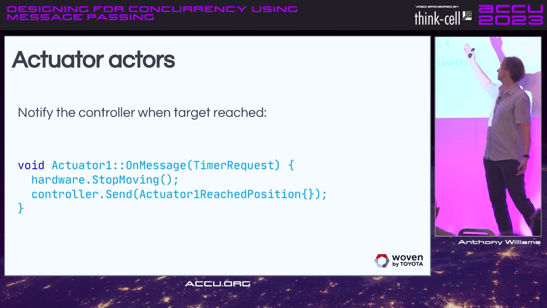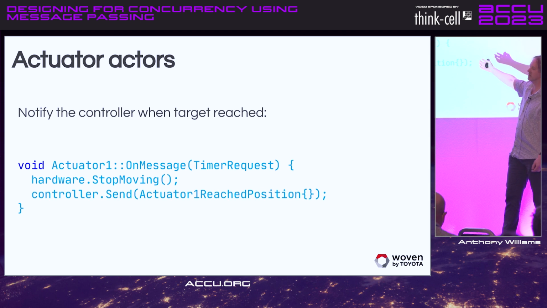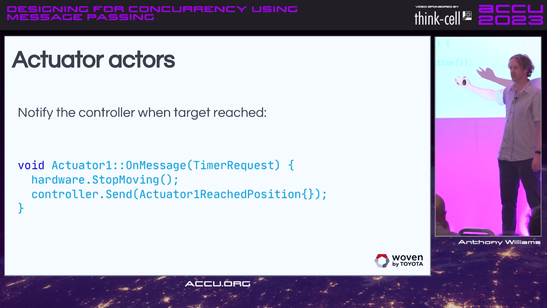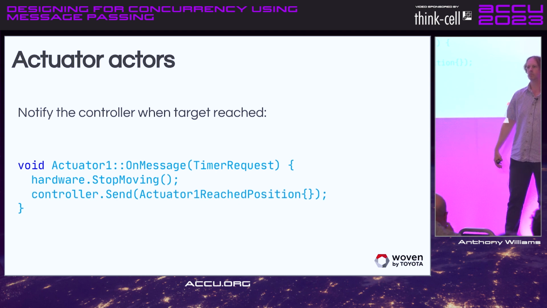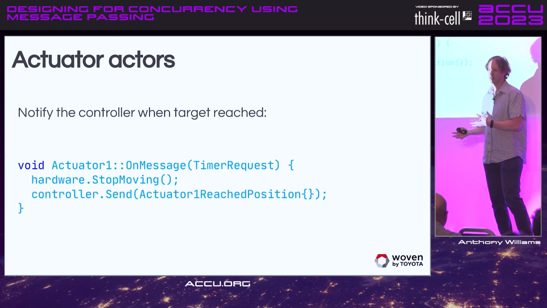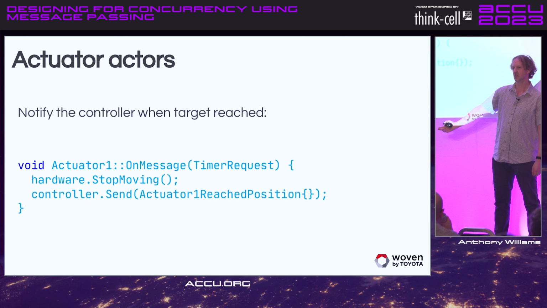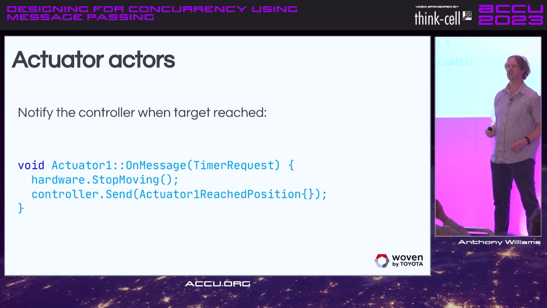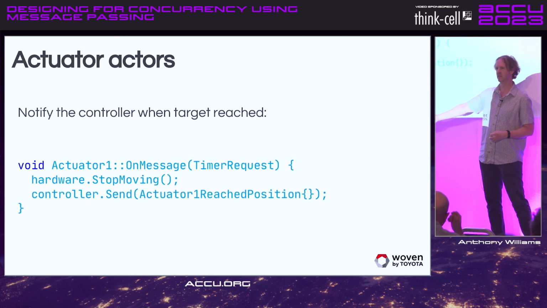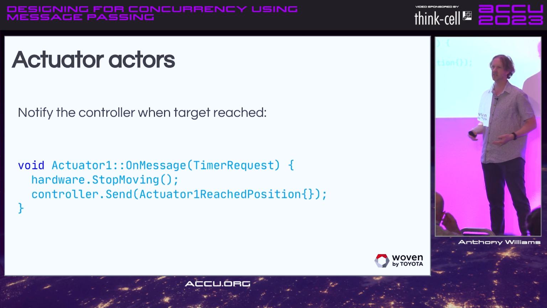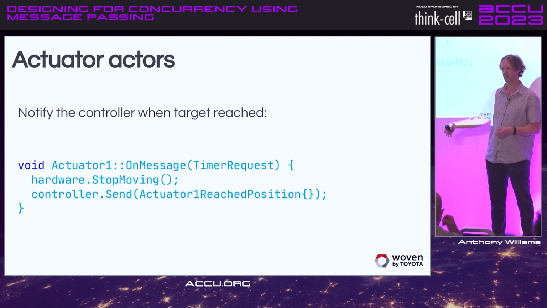And then when the timer expiry message comes, then we will stop moving, and then we can send a message to the controller saying, well, actuator 1 has reached the position that you asked it to. And the controller doesn't need to know that that's how this particular actuator works. It just needs to know, I asked you to be in the position at a given time, and now you're telling me that you've arrived at the target position. And that's all that the coordinator needs to know. Whereas the actuator needs to know that that's the control that it has over this particular motor.